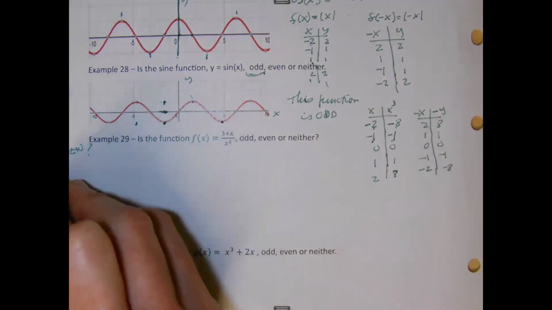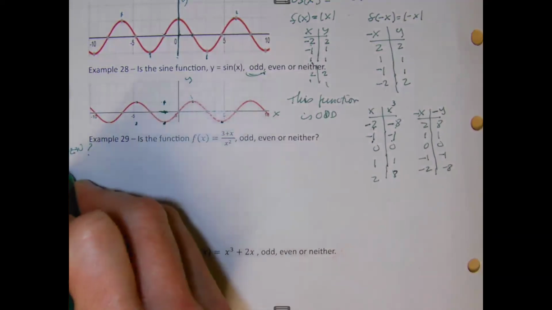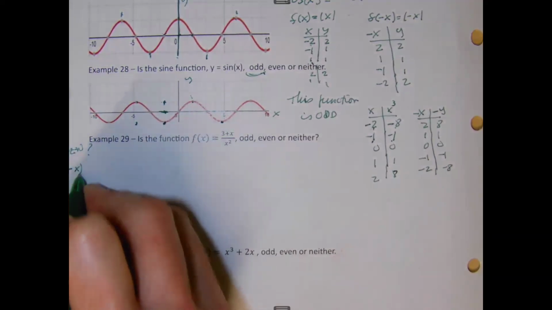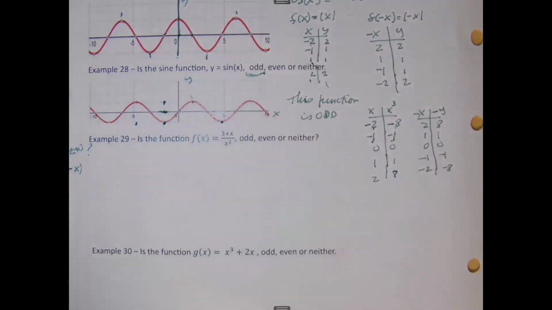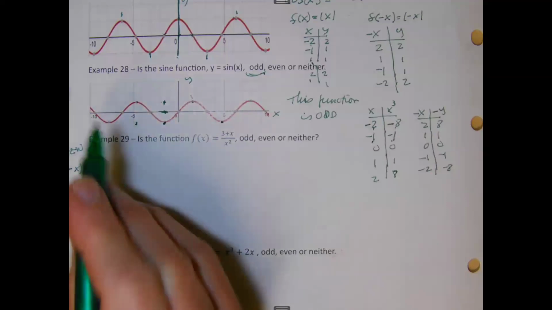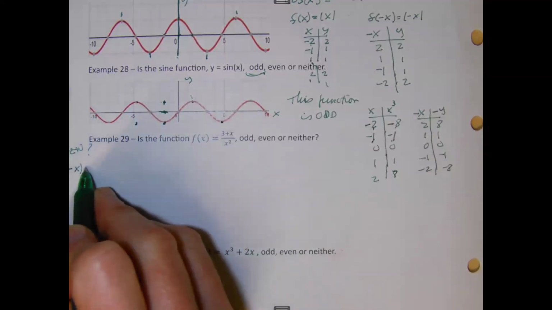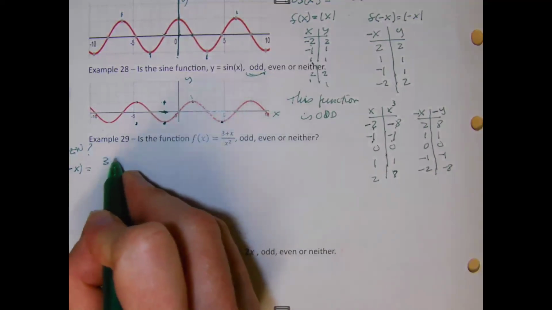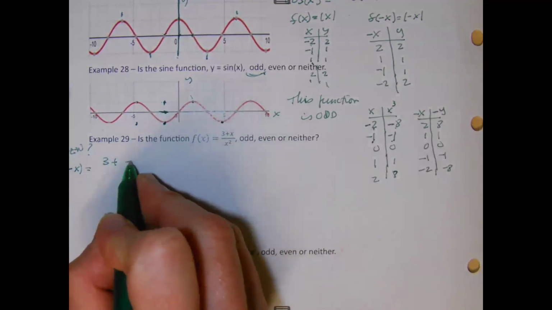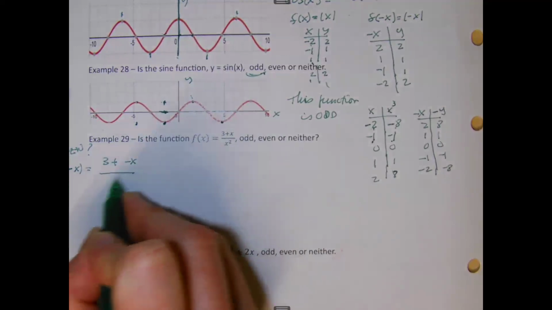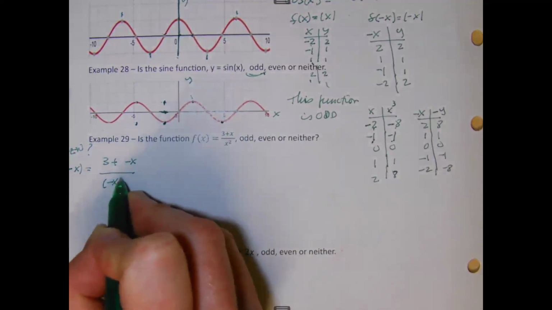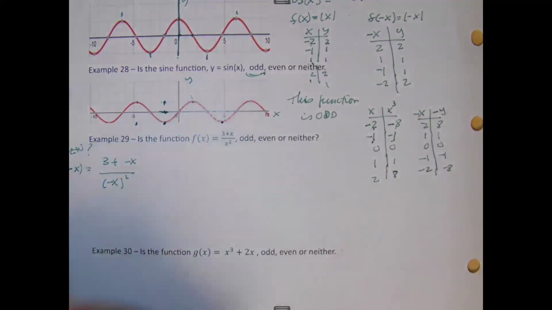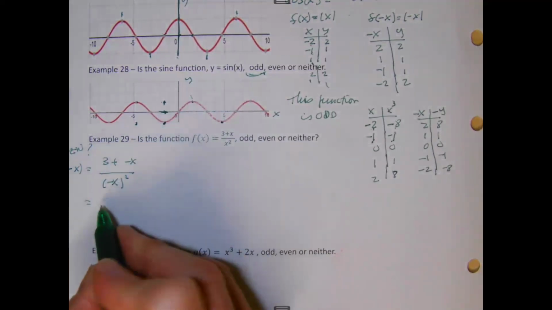So that means I need to take this function, the original one. I'm not going to write it down the whole time. You see it right there, but I'm going to try to save some paper here. So take the opposite of it. So now I'm going to again replace that x with a negative x. Come down here, replace this x with negative x. Now simplify a little bit.